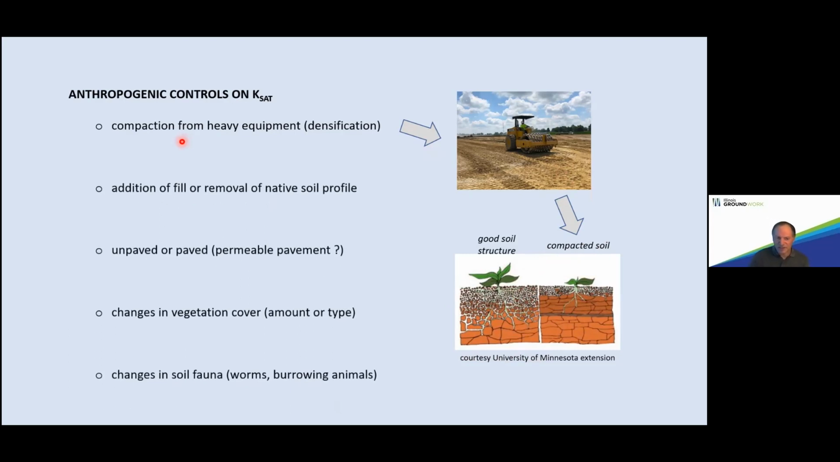Other factors include addition of fill or removal of native soil profiles, whether the land surface is paved or unpaved, or whether the pavement's permeable or not, changes in the vegetation cover, what type it is, whether you increased or decreased the amount, and changes in soil fauna such as worms, burrowing animals or insects, and whether you've introduced those or whether you've reduced those numbers.